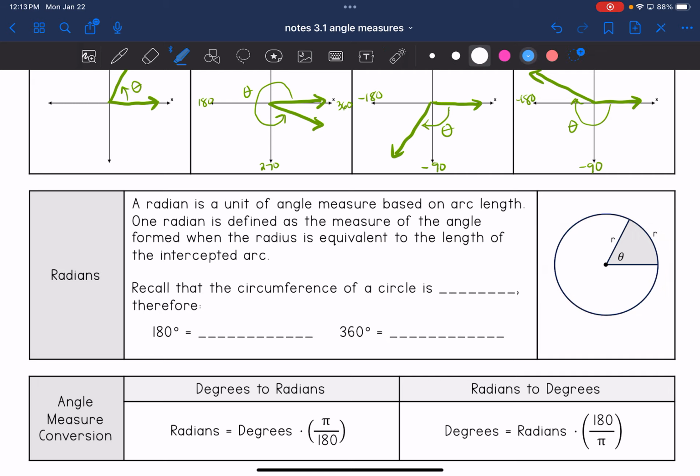So what they're saying is that a radian would be when the intercepted arc, so this part right here, is equal to the same length as the radius. Like those two pieces would be the same length. Then that means that whatever is inside, so that theta right there, would be equal to 1 radian.